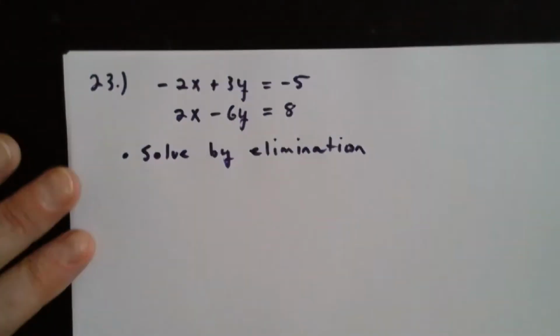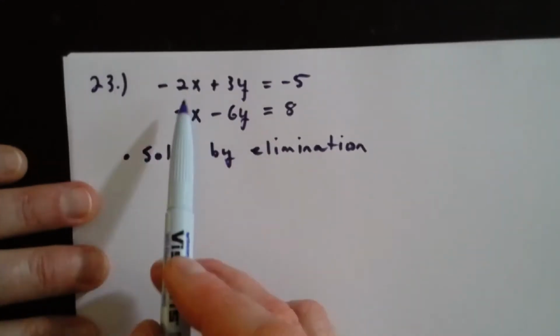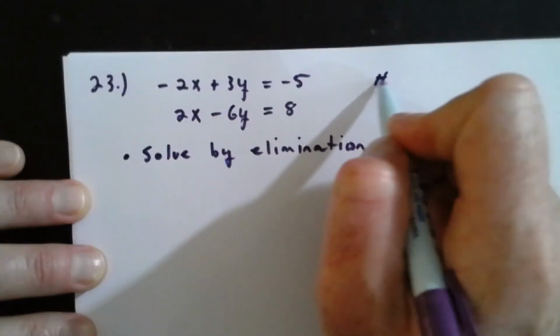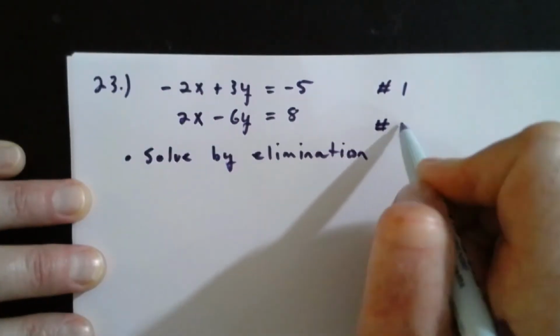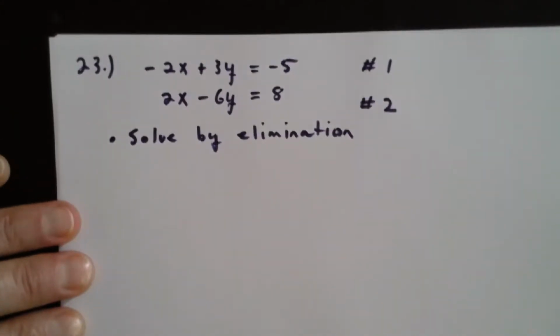Solve by elimination. Well, what do we notice about these two equations? We can just add them directly together, right? And then we're going to eliminate which variable? The x's.